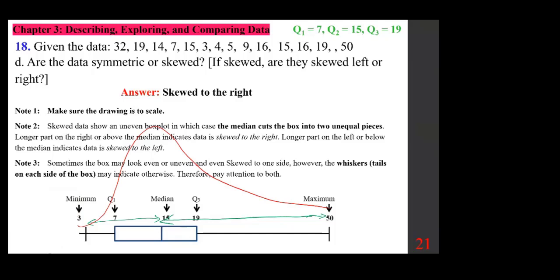Professor? Yes. So the way we identify which way it's skewed is by determining the outlier? Outliers do have an effect.